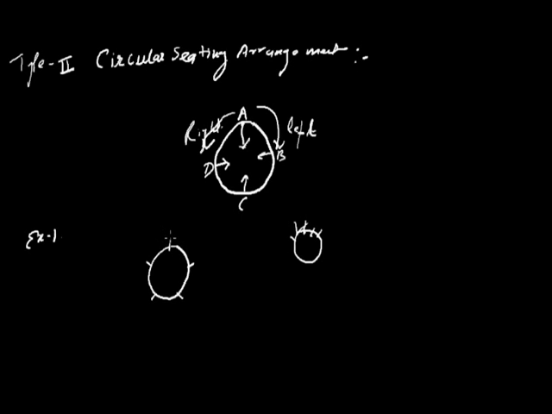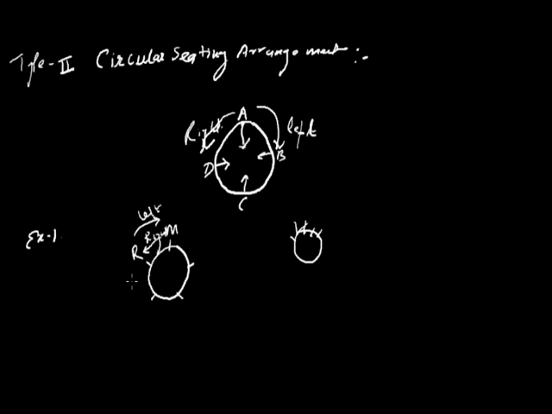So 5 persons are sitting in a circle, and Mukund was to the immediate left of Rajesh. This person is Mukund and he is immediate left to Rajesh, so Rajesh should be immediate right to Mukund. Now if we arrange them like this, then Mukund is immediate left to Rajesh and Rajesh is immediate right to Mukund.